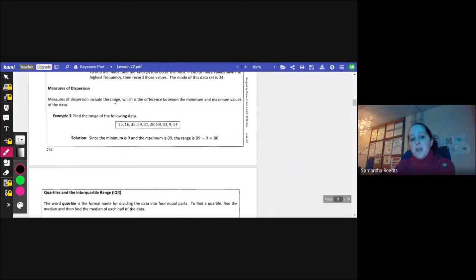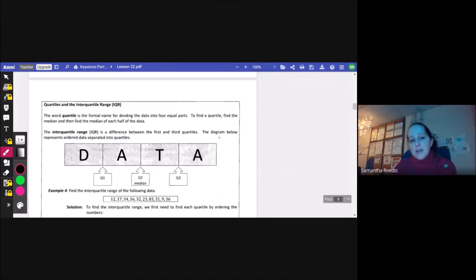You also have measures of dispersion. So measures of dispersion include the range, which is the difference between the minimum and maximum values of the data set. So in example 3, I want to find the range of the following data. So I find the highest number and the lowest number. So in this case, the minimum is 9, the maximum is 89, and I subtract them, which gives me 80.